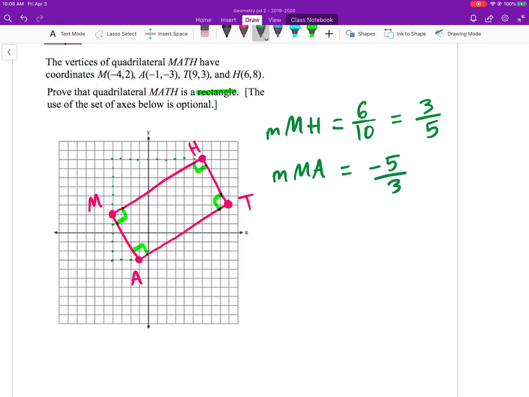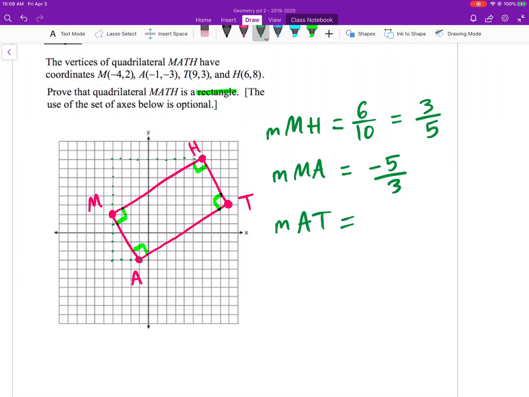Good. These are opposite reciprocals, right? The fractions are flipped and they're different signs. Okay. Now the slope of AT. So kind of going around the horn here, the slope of AT, which is next to MA, should have, right, an opposite reciprocal slope.